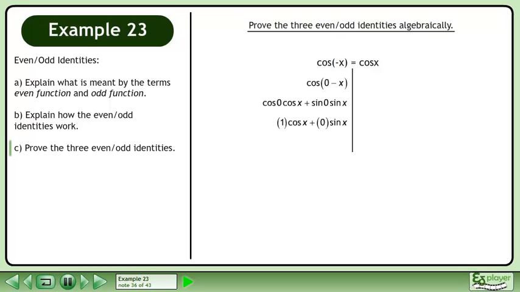Cos at 0 equals 1, and sine at 0 equals 0. This simplifies to cos x. The left side equals the right side, completing the proof.